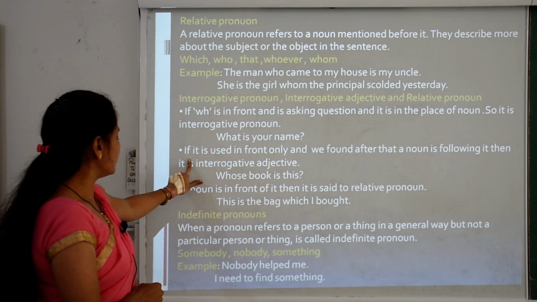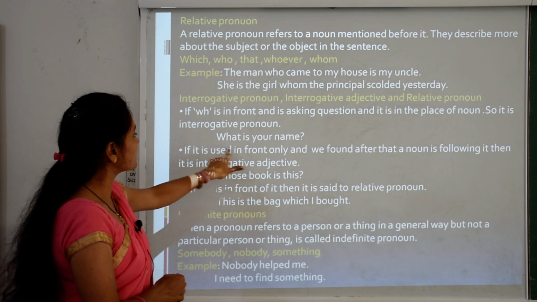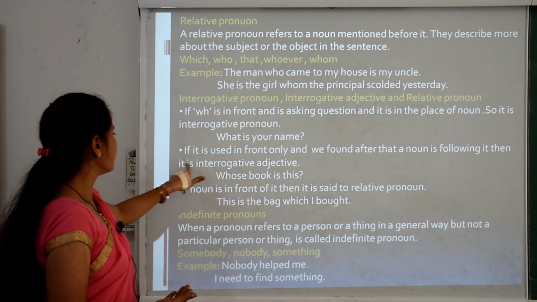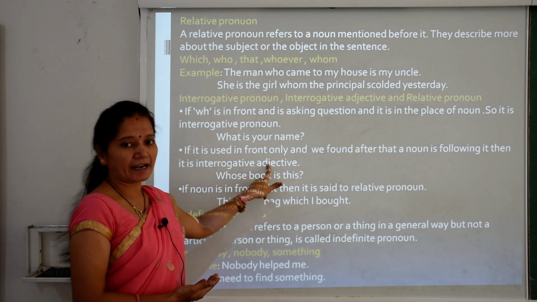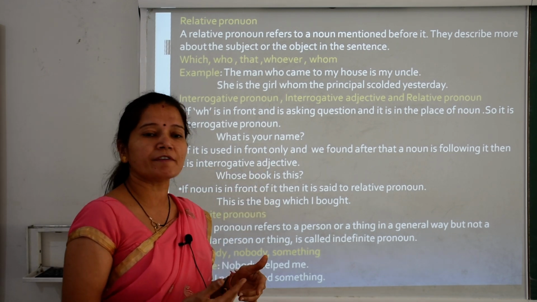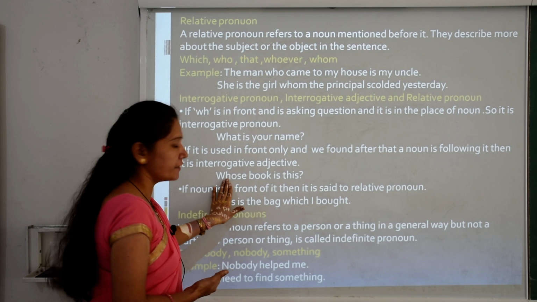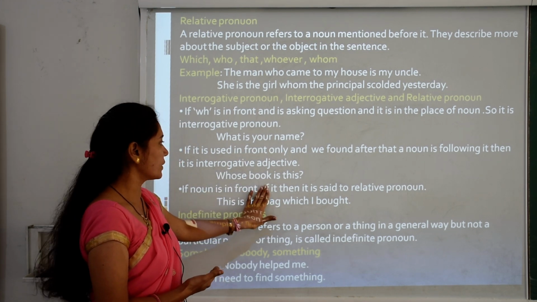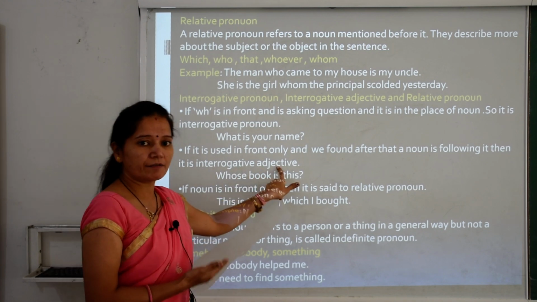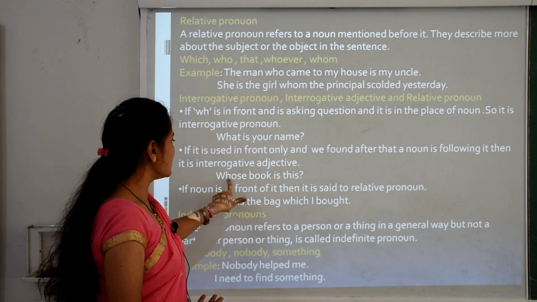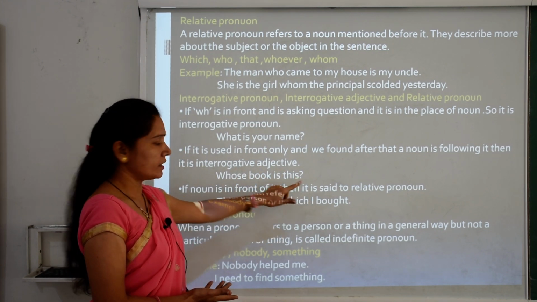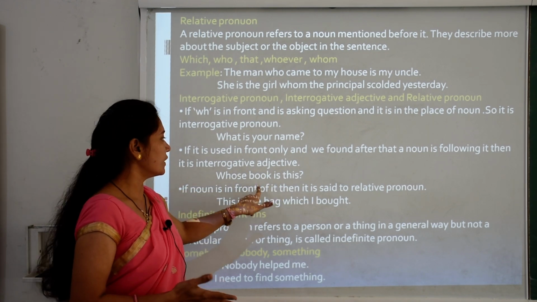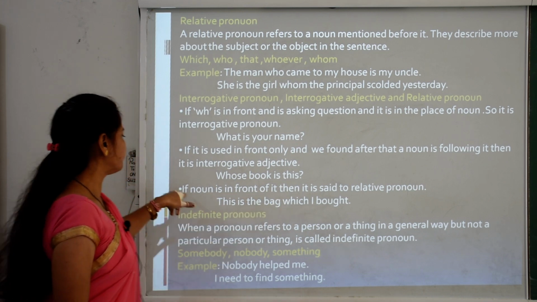Okay. Now the next point is, if it is used in front and we find that a noun is following it, then it is an interrogative adjective. So how will I identify an interrogative adjective? If it comes first and it is followed by a noun, just after there is a noun, you will identify it as an interrogative adjective. So the example is, whose book is this? Whose is a WH word and just after there is a noun. So it works as an interrogative adjective.